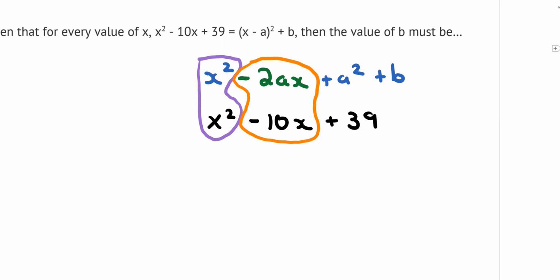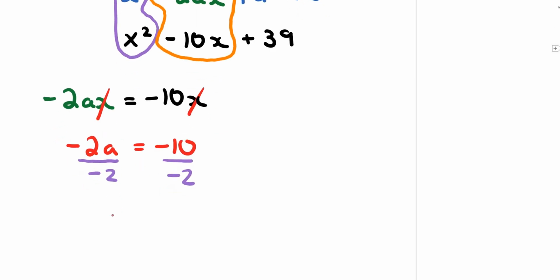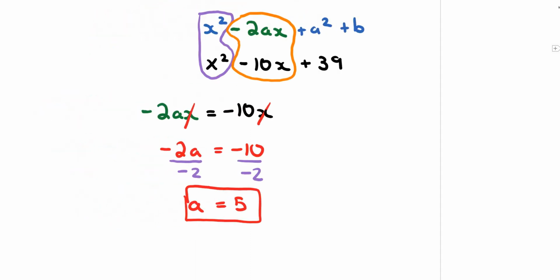So what you can conclude from that is that negative 2ax has to equal your negative 10x. Just by looking at that algebraically, you can see that the x's cancel off, and then you have negative 2a equals negative 10. Then if you divide both sides by negative 2, you end up getting a, which equals positive 5. Okay, so a equals positive 5.